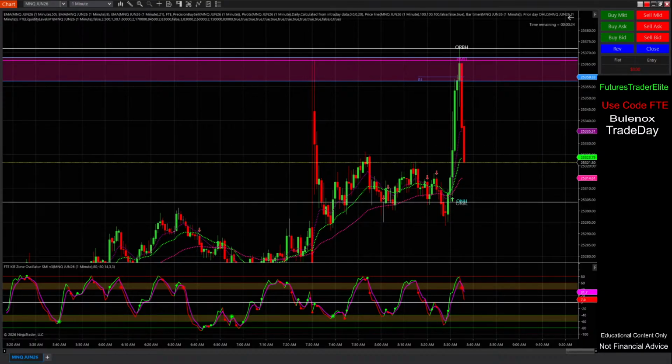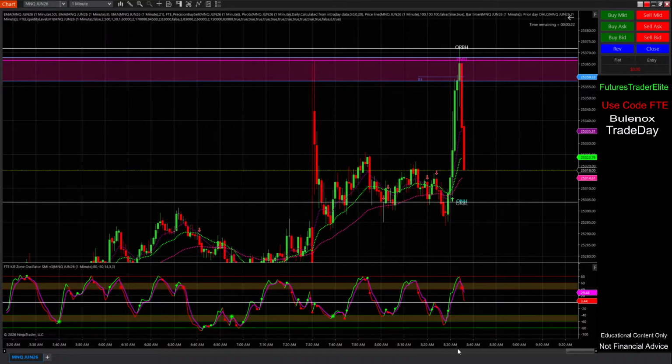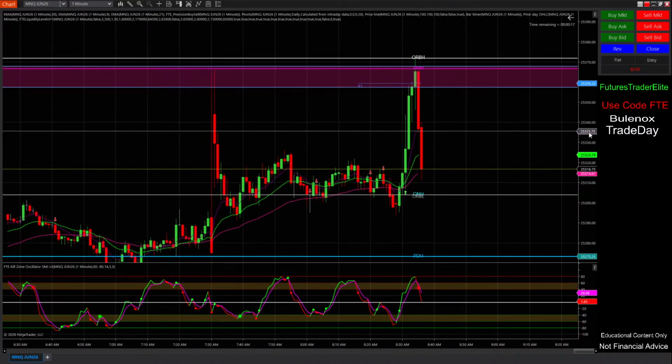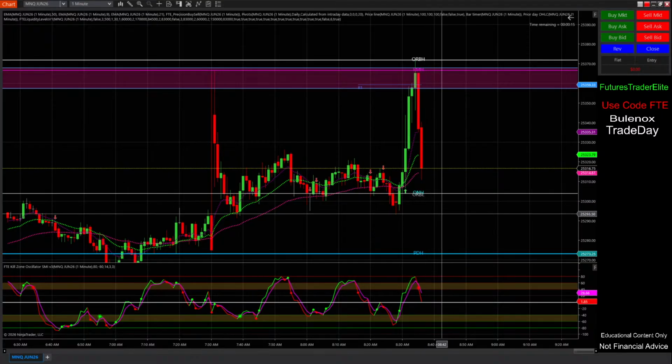I guess the question now is, are they going to bounce down here? Are they going to range it here? Or are they going to drop it further? They're going to break below the overnight high.